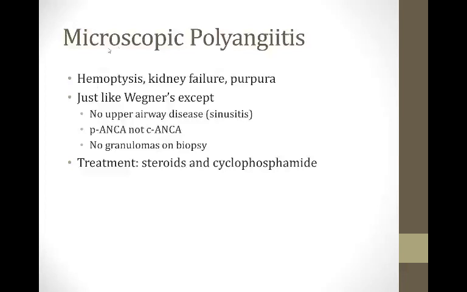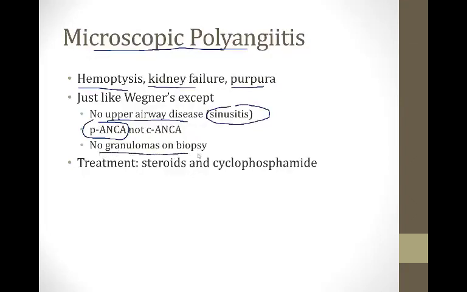The final ANCA-mediated disease is microscopic polyangiitis. Just like Wegener's, this involves hemoptysis and kidney failure and palpable purpura. The way you can tell it apart from Wegener's is by looking for a couple of key features. There's no upper airway involvement in microscopic polyangiitis, so you won't see sinusitis and otitis media. In addition, this is a P-ANCA disease, not a C-ANCA disease in most cases. And then finally, there are usually no granulomas on biopsy in microscopic polyangiitis. This is not a granulomatous inflammatory condition. The treatment for this vasculitis is steroids and cyclophosphamide, just like for the other ANCA diseases.